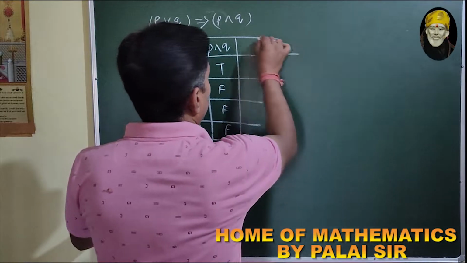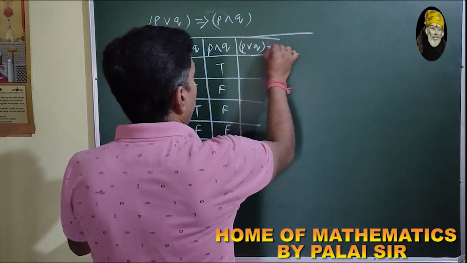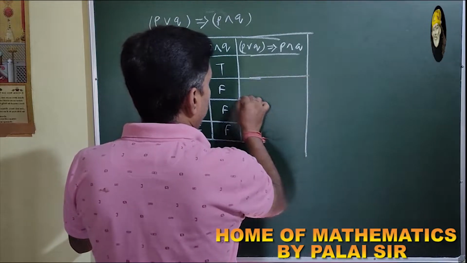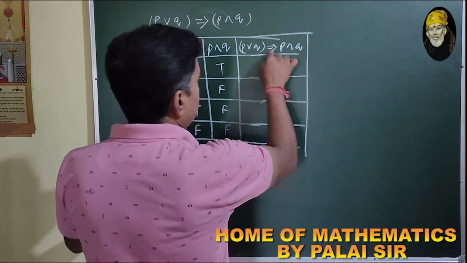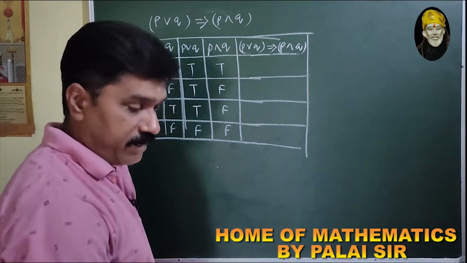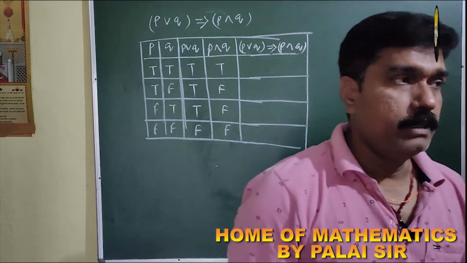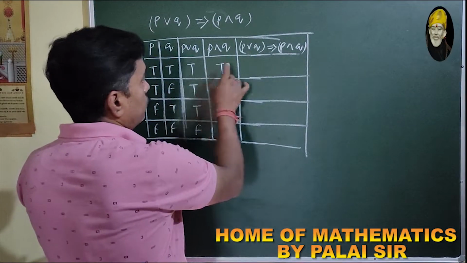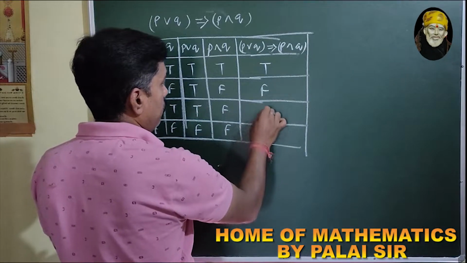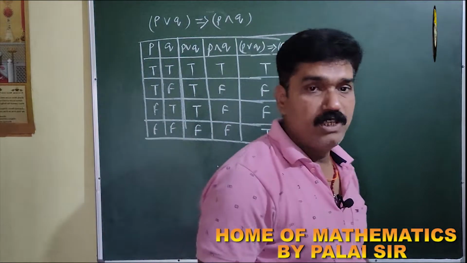Then you have to write the total statement. It is P disjunction Q implication P conjunction Q. So what is the symbol here in between these two? Implication. And you know, implication is false only when the first statement is true and the second statement, the consequent, is false. So here, true, true, this is true. True, false, it is false. True, false, it is false. False, false, it is true. So this is the truth table of this problem.